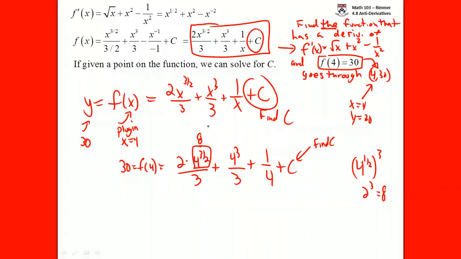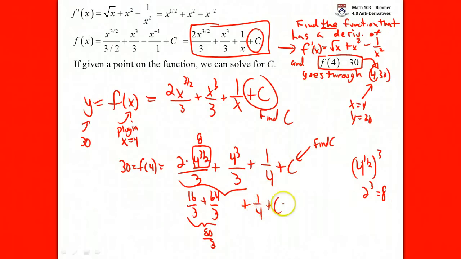What is 4 cubed? 64. So you're looking at 16/3 plus 64/3. Let's go ahead and put those together, since they have the same denominator. 80/3. Okay, 80/3. Wonderful. So I'm done with all this. I have 80/3. What else is there? Minus a fourth, plus C, and it's equal to 30.